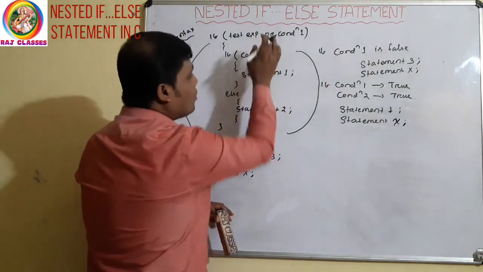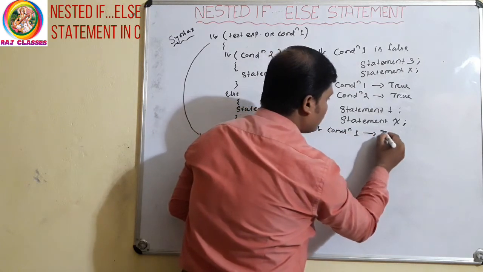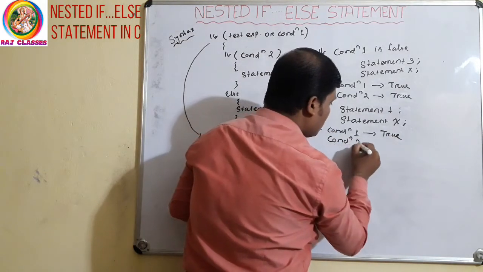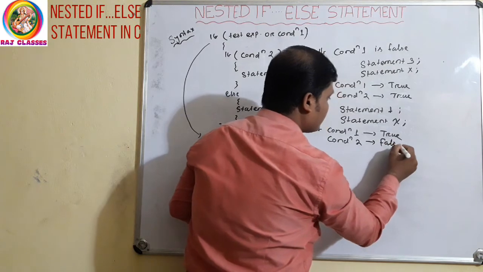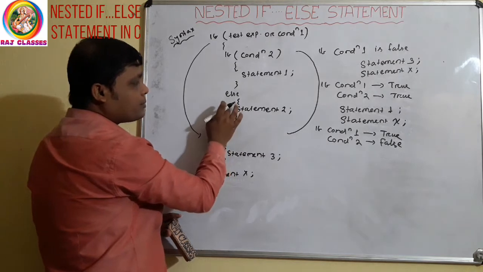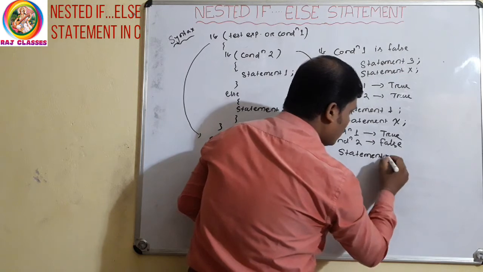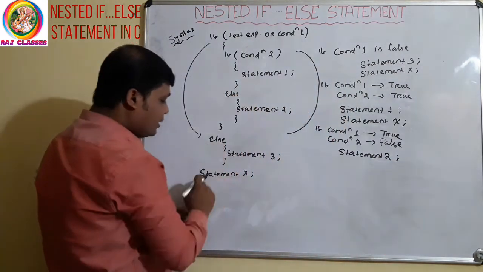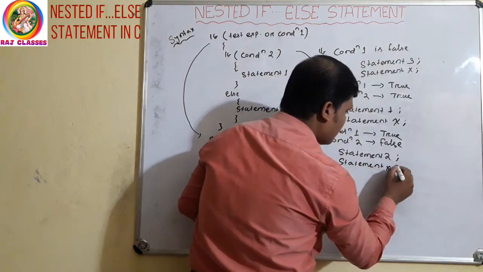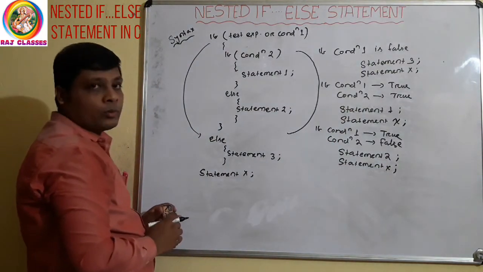If condition 1 is true and condition 2 is false, then what will happen? Condition 2 is false, so it will go to this else part. Statement 2 will execute, and then it will go to the statement X. Understood? Clear? Now see one example.